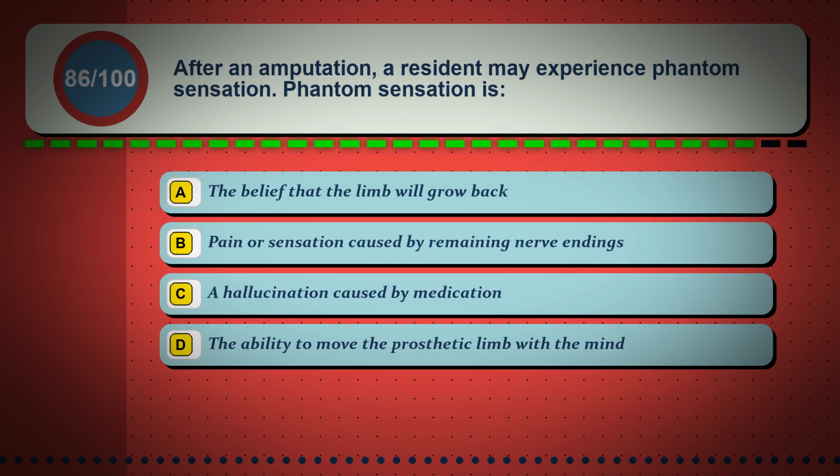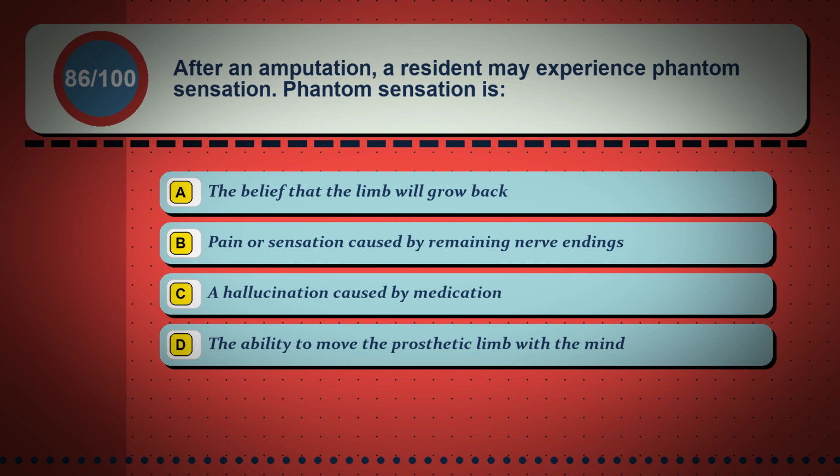Question 86. After an amputation, a resident may experience phantom sensation. Phantom sensation is: Option A. The belief that the limb will grow back. Option B. Pain or sensation caused by remaining nerve endings. Option C. A hallucination caused by medication. Option D. The ability to move the prosthetic limb with the mind.